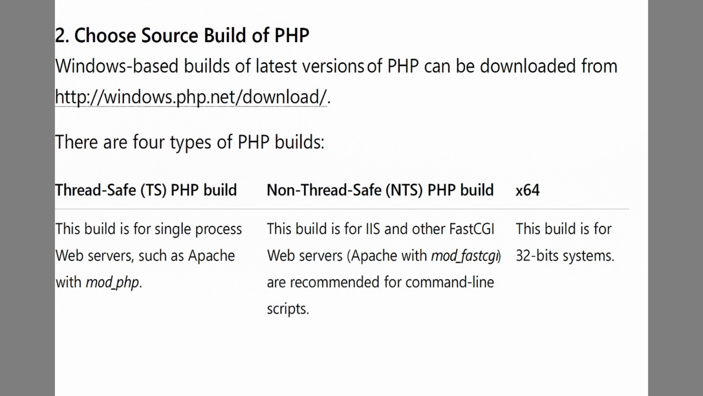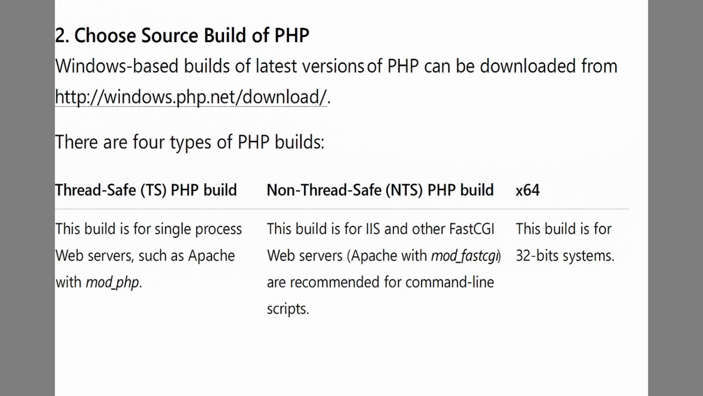These are categorized based on two main factors: thread safety and system architecture, whether your system is 32-bit or 64-bit. There are four main types of PHP builds available. Thread-safe, TS, PHP build. This build is designed for web servers that run PHP as a single process, such as Apache with mod_php. The thread-safe version allows multiple threads to run safely within a single process, making it ideal for use with Apache when PHP is embedded directly in the server.